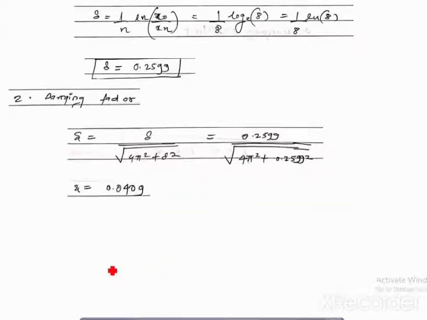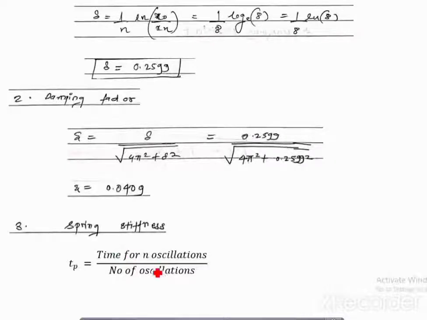Now how will you find out omega n? Basically guys, try to understand. In experimentation, in experiments, I have explained to you how to find out the experimental time period. So the experimental time period is nothing but the time for n oscillations divided by the number of oscillations. So what is the time?